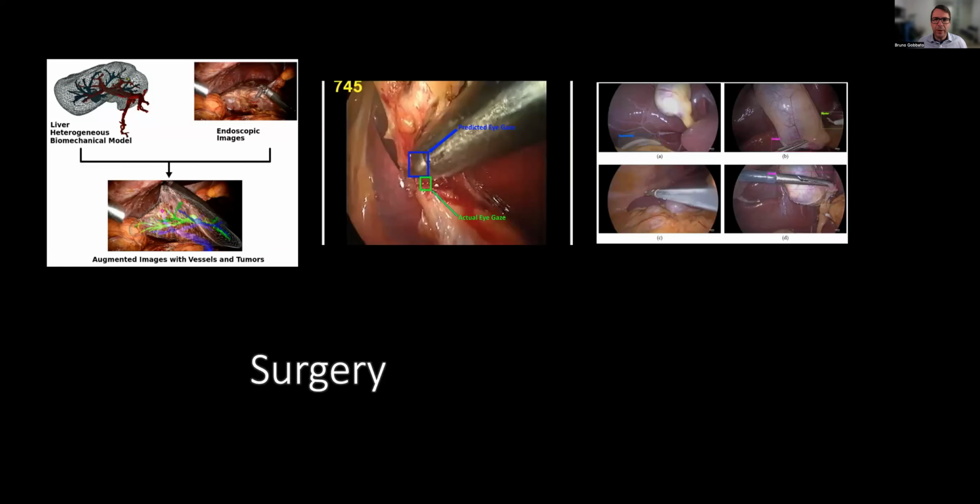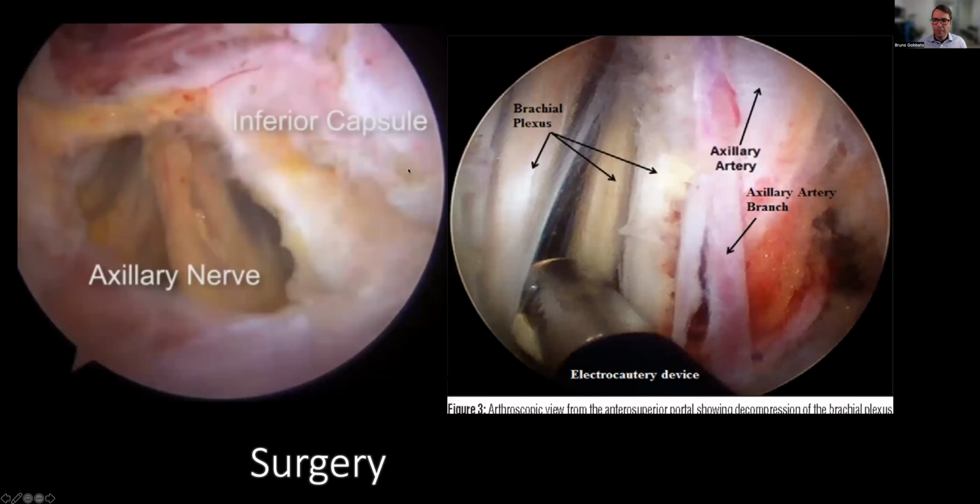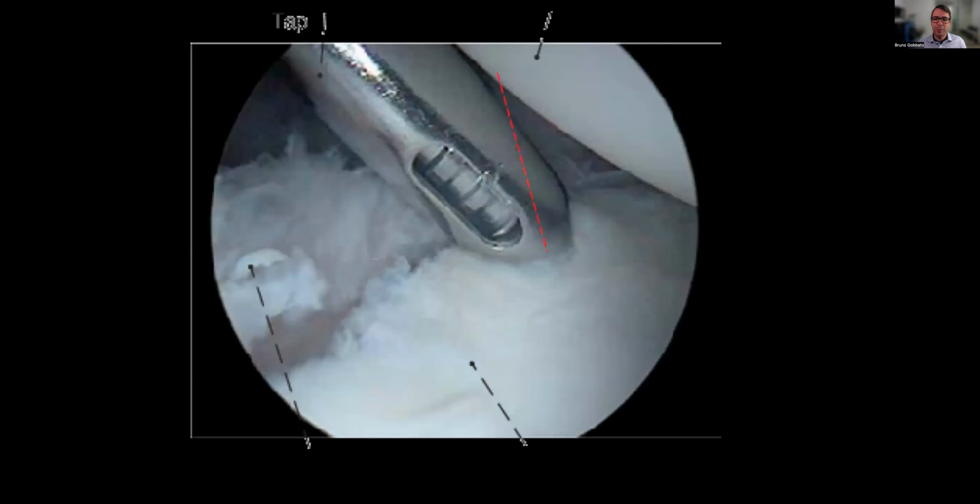Probably yes. I think in the future we're going to teach machines to perform surgery. Here is an example of general surgery, endoscopic surgery, where the machine predicts where you should go. And this is an example of how we can do it for arthroscopy. I think in the future, for example in arthroscopy, the machine learning can predict that you are near, for example, an axillary nerve or an axillary artery, and it can alert you that you are near something important, for example, the brachial plexus.